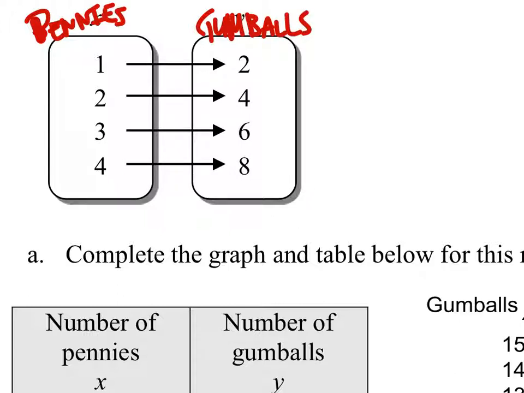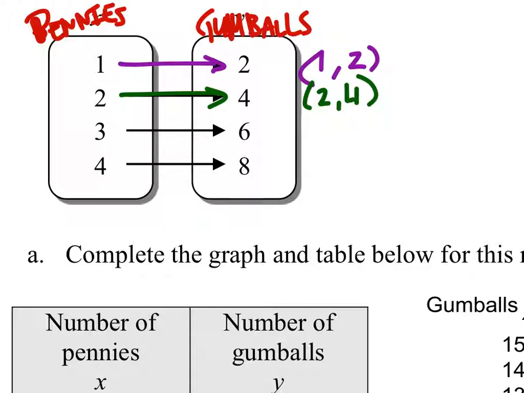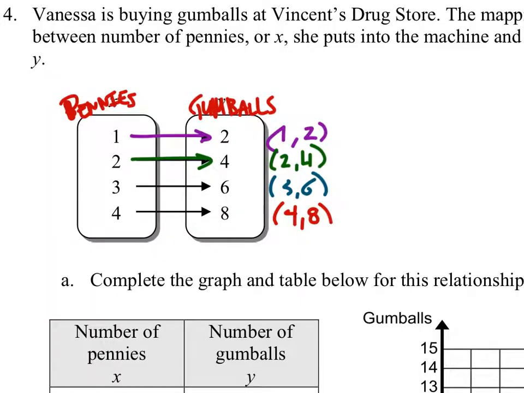So, if he puts in 1 penny, he gets 2 gumballs. That is an ordered pair: 1, 2. If he puts in 2 pennies, we get 4 gumballs. 3 pennies gives us 6 gumballs, and 4 pennies gives us 8 gumballs. So, does this look like it would be a function? For example, if you put in 2 pennies, do you know how many gumballs you would get? Yes, it appears that you would. So this one appears to be a function.